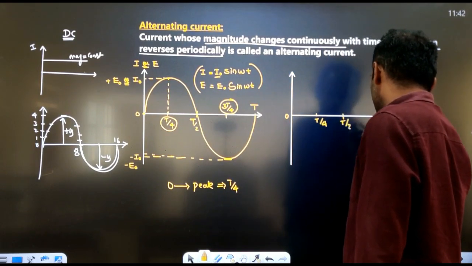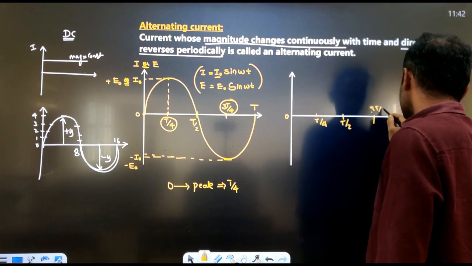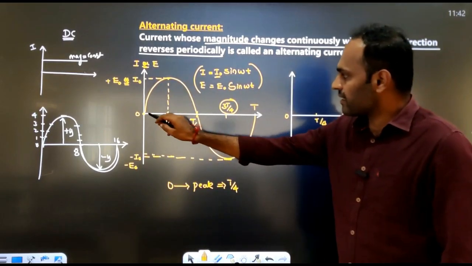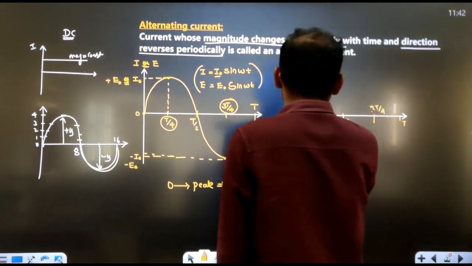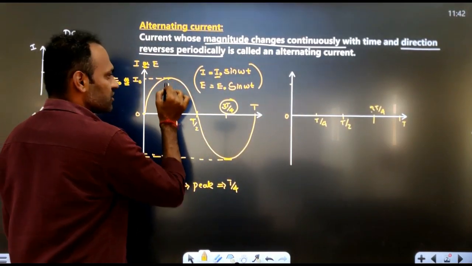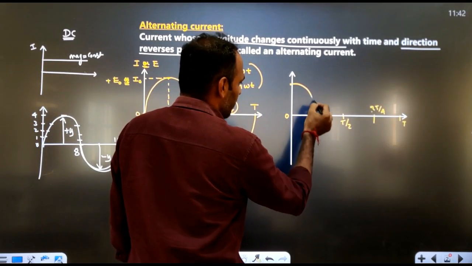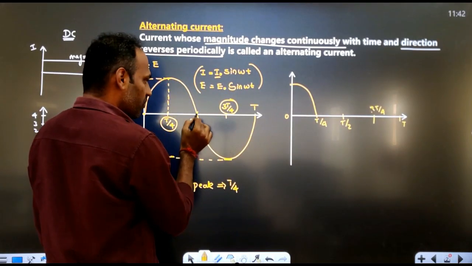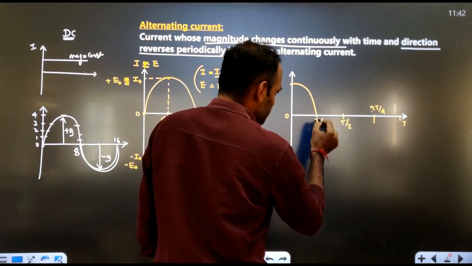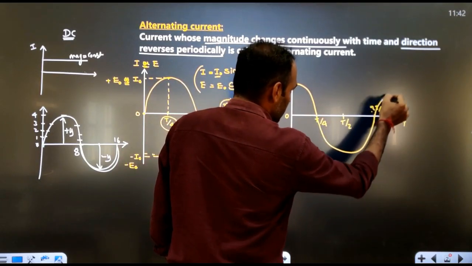Next, see, suppose this is 0, let me say this is T by 4 and this is T by 2 and this is 3T by 4 and this is T. See here at t is equal to 0 it is minimum, and here at t is equal to 0 I will take it maximum. At t is equal to T by 4 this is maximum, I will take this as minimum. At t is equal to T by 2 it is minimum, I will take it as maximum. So here I am taking a slightly different type of wave.